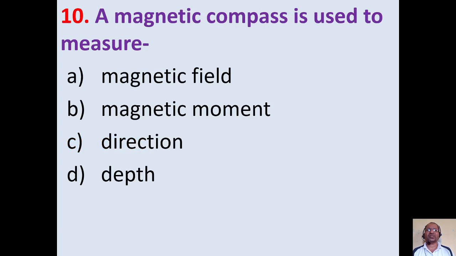A magnetic compass is used to measure... So whenever a bar magnet is freely suspended, it always shows a north-south direction. And that's why a magnetic compass is used to measure direction.